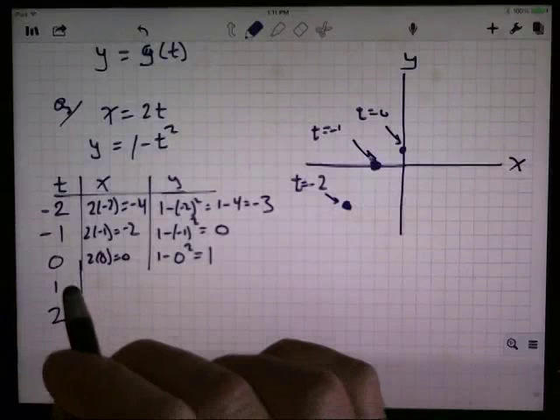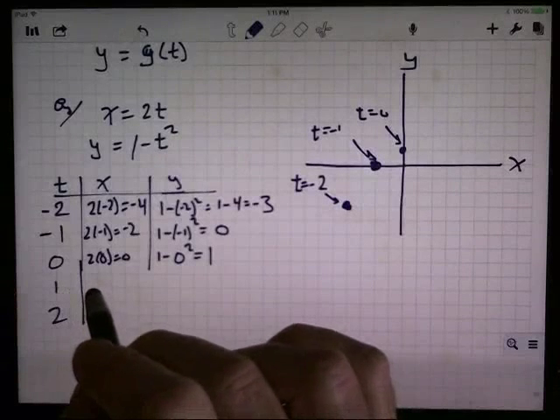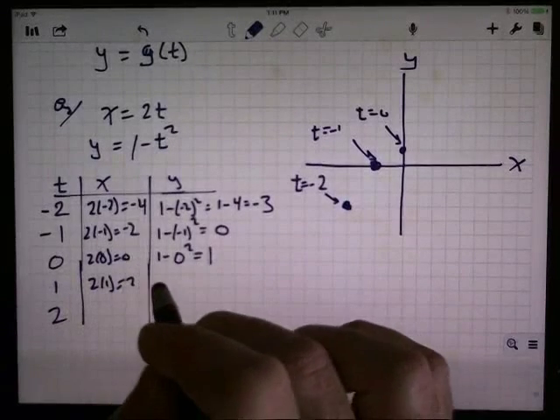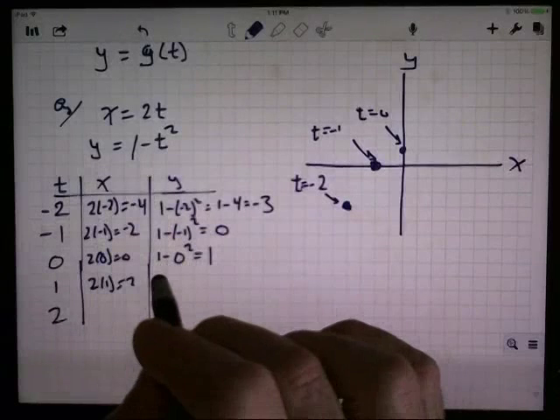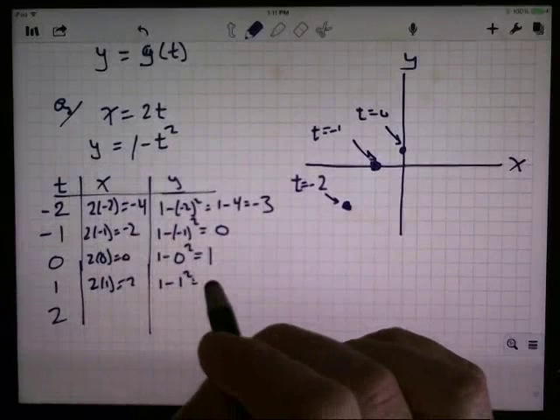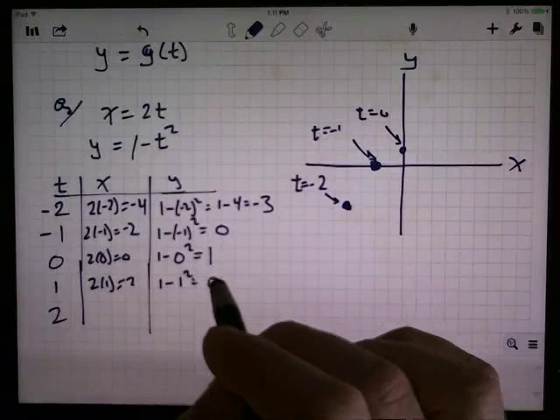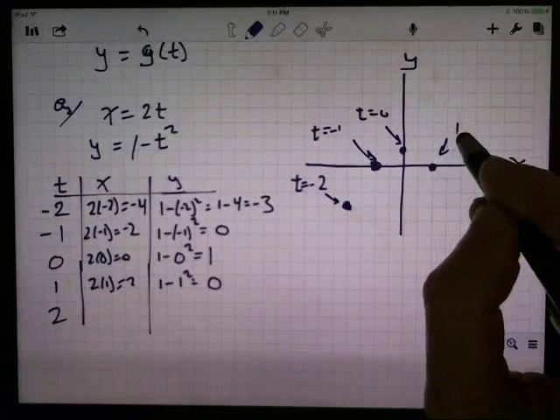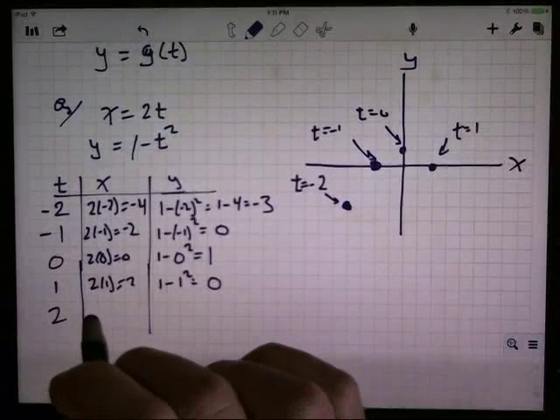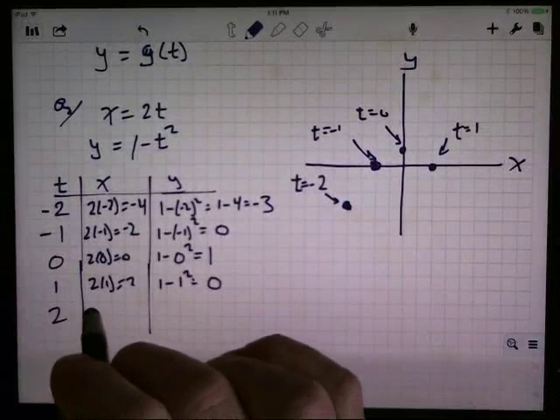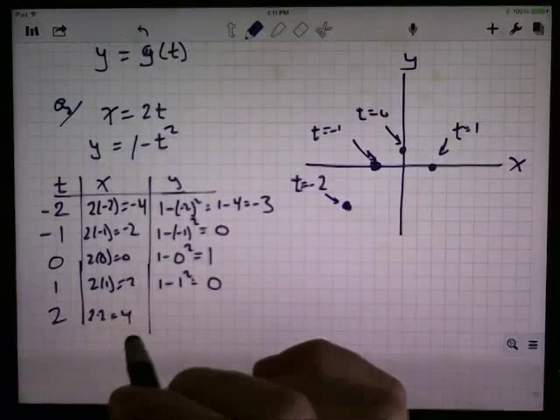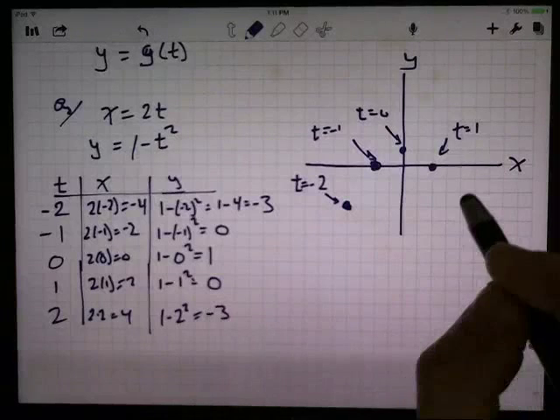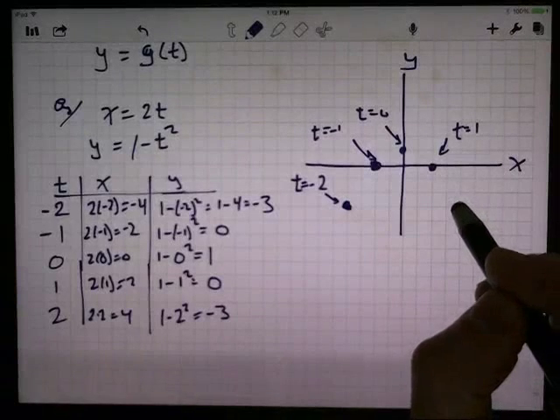And next, what are we doing? Plug a 1 in. 2 times 1 is 2. And plug it in to get the y value. 1 minus 1 squared, well, that would be 0. So now I'm at (2, 0). There we go. t equals 1. And for the moment here, the last one I'm going to do is 2. 2 times 2 is 4. 1 minus 2 squared is 1 minus 4, which is negative 3. So I'm at (4, -3).